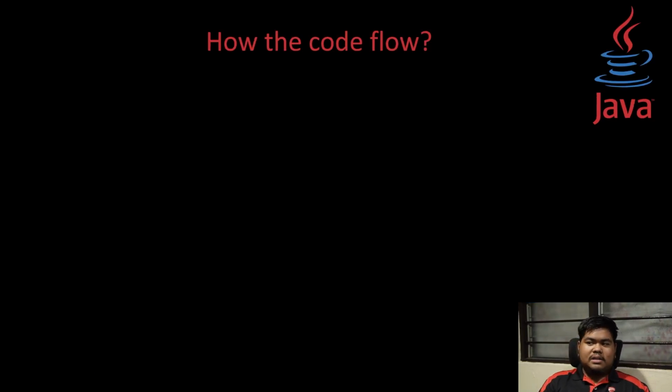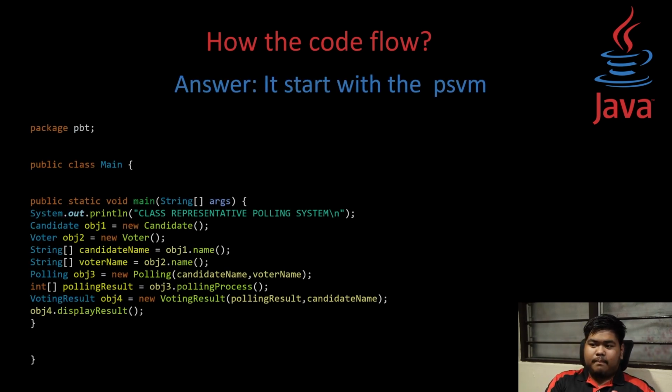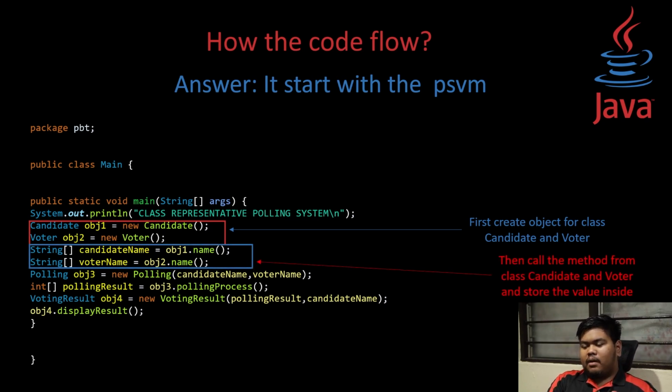So, how does the code flow? The answer is, it starts with the PSVM. So here's the main class. In the red box is the first step. You have to create an object for the candidate and voter classes, and then we have to call the method from the candidate and voter classes and store the results inside new arrays.